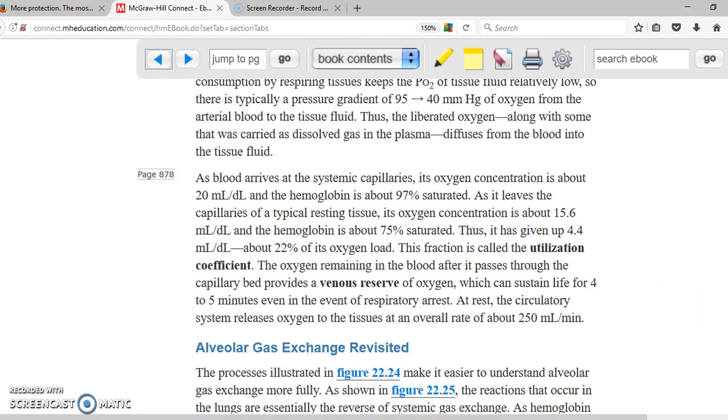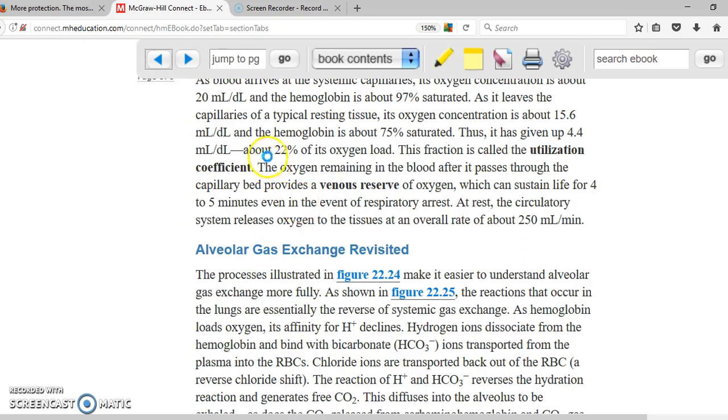So we keep scrolling down. Right here it just tells you that not all the oxygen gets released, only approximately 22%, and that's called the utilization coefficient. Whatever remains in there is going to be called venous reserve. You don't need to know that. That's in extreme circumstances when you're about to die. You have some reserve of oxygen in your body, but I don't think that's important for you to know.